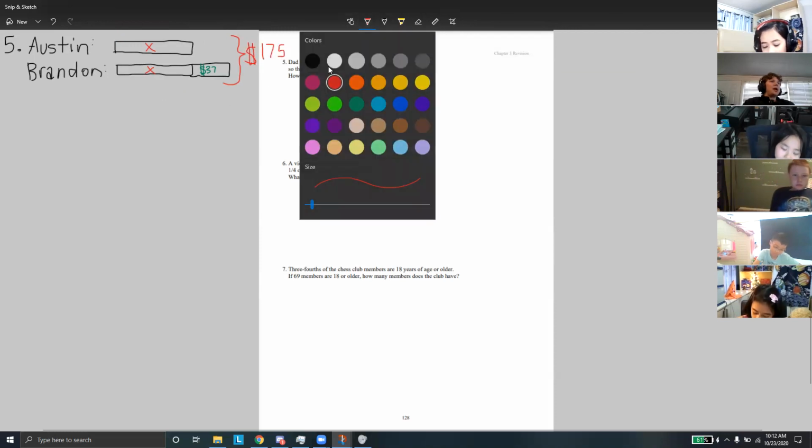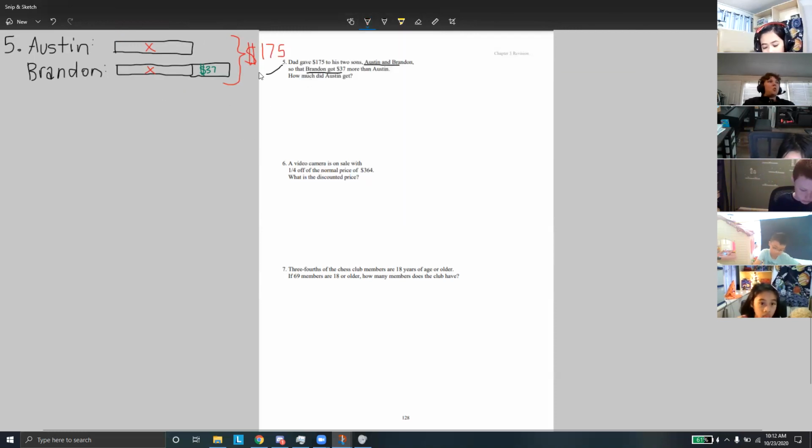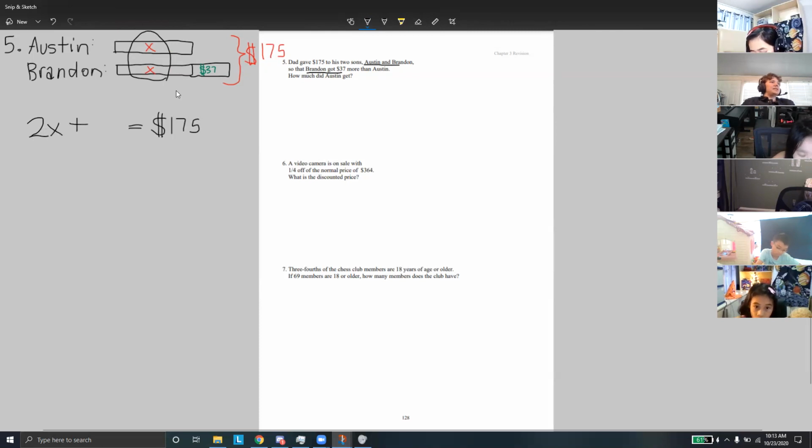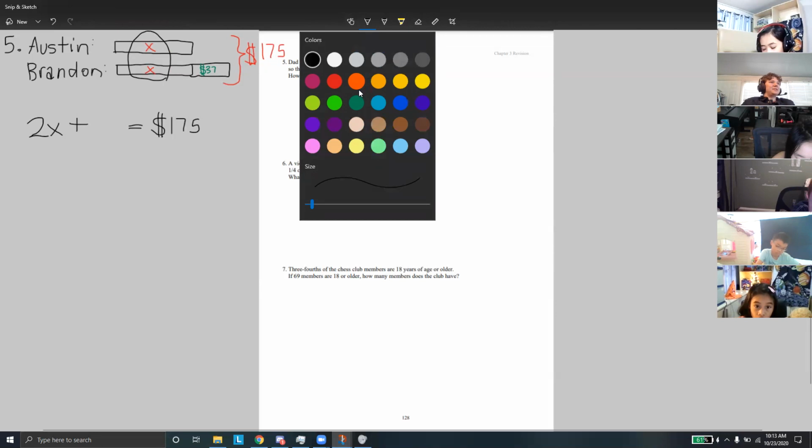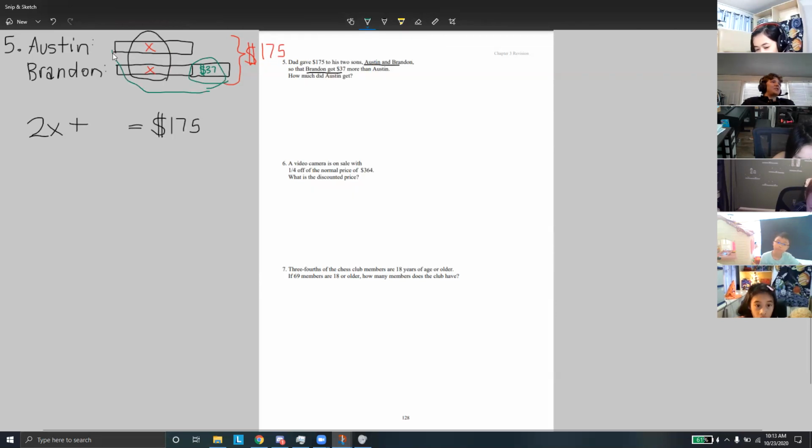And so now let's go ahead and rewrite this as an equation. On one side of our equation, we're going to have the total. So that's going to be $175. And that's all equal to, right, because he split it all up, so the total is all equal to 175, is how many x's we have? We have 2 x's. X plus x equals 2 times x. So 2 x's plus, and then we have our money here, $37. And that is the whole left side, 2 x's plus $37.